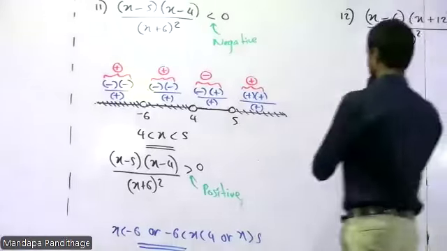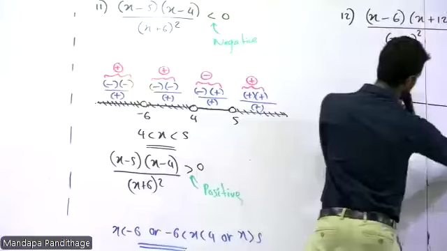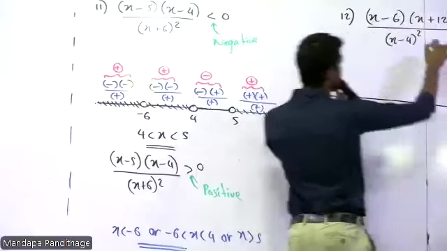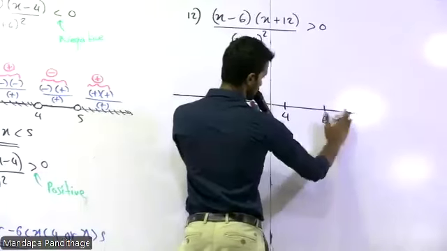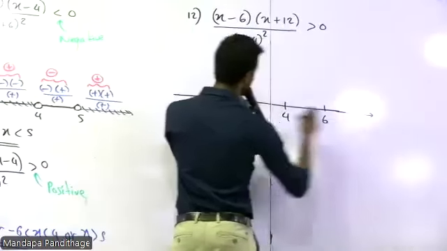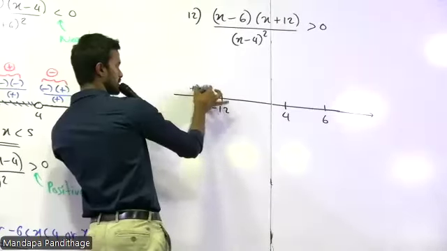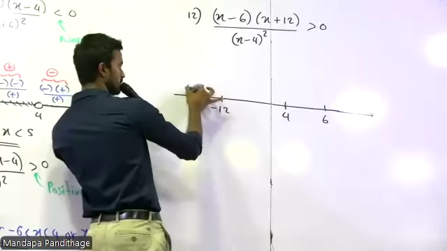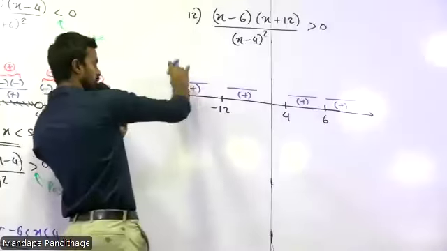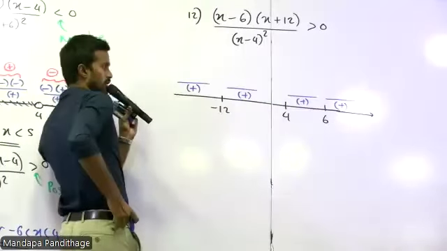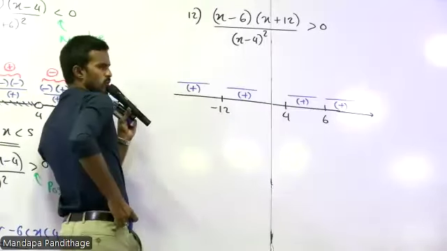Okay, so same thing. Consider the values that make these factors 0. This becomes 0 at minus 12. This becomes 0 at 4 and 6. Whatever values you consider, you don't have to consider the denominator. Even if you write the denominator, it's positive, and when you divide by a positive value there is no change of sign. So you can go only with the numerator.